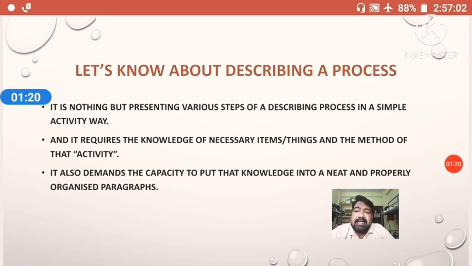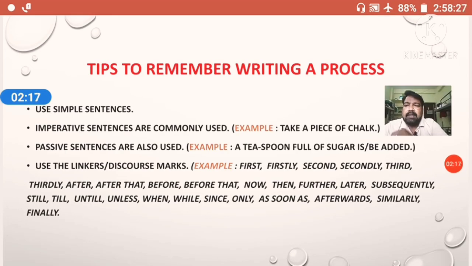Fine. And it requires the knowledge of necessary items or things and the methods of that activity. It also demands the capacity to put that knowledge into neat and properly organized paragraphs. So my dear children, what we have to do is describe a process on paper in a meticulous way, and there are a few tips that I am going to tell you. So be vigilant and observe carefully. These are the tips you have to remember while writing a describing process.